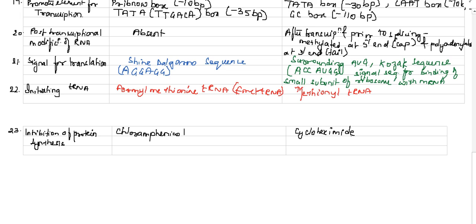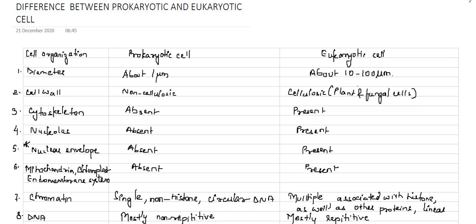So let's revise what we have studied. So diameter, prokaryotic cells are very small. They have a diameter of about 1 μm. Eukaryotic cells have a diameter of about 10 to 100 μm. The prokaryotic cell, mostly they are non-cellulosic. Some bacteria have a cell wall. In eukaryotes, plant and fungal cells, they are cellulosic.